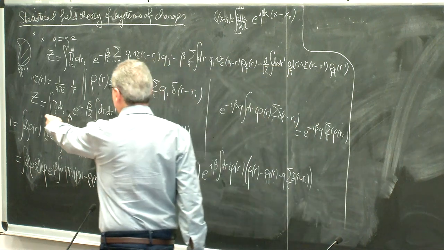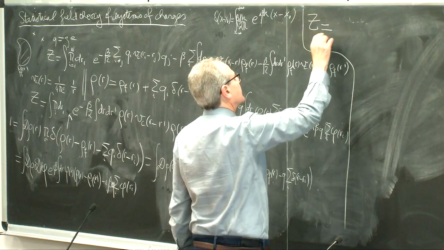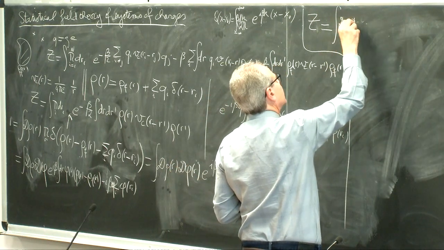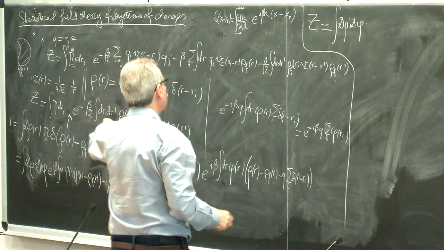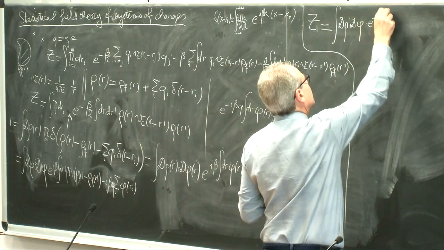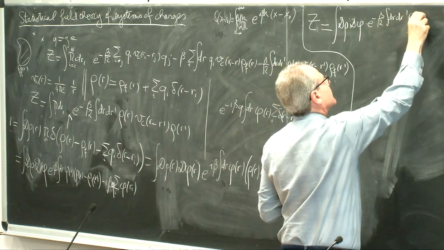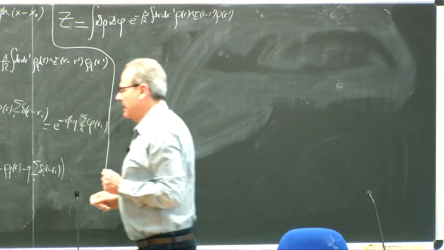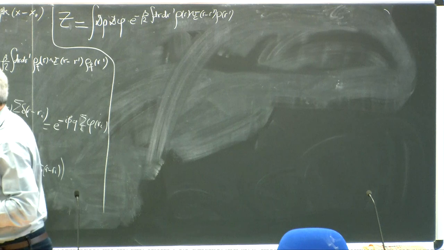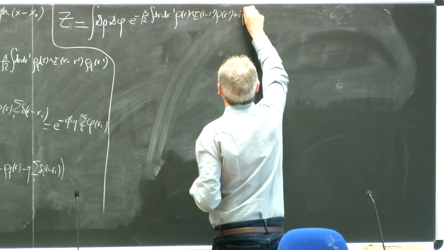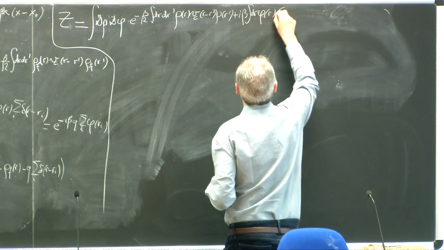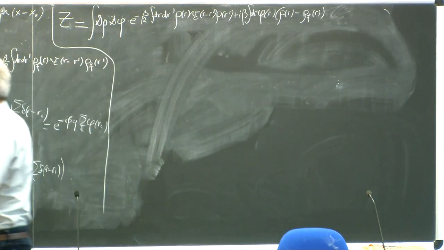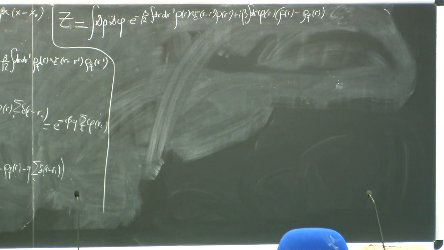So the partition function, which is here, Z, can be written as, so I have introduced this, integral d rho d phi, then e to the minus beta over 2 integral dr dr prime rho of r, the Coulomb interaction of r minus r prime, rho of r prime. And then I need this term, so it's plus i beta integral dr phi of r, rho of r minus rho f of r. And then I still have this integral over r_i.